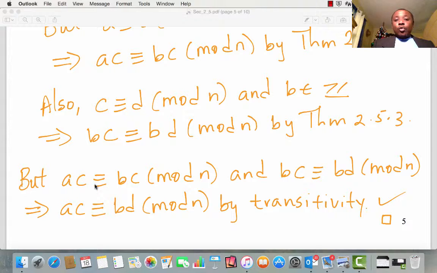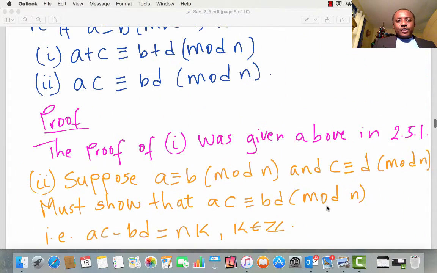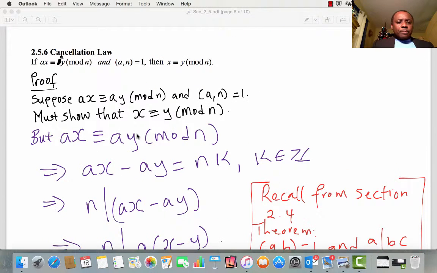But ac congruent to bc mod n and bc congruent to bd mod n, and the relation of congruence mod n being an equivalence relation implies that ac is congruent to bd by transitivity, and that proves the second congruence. Now see if you can do the same thing and give me an alternative proof for the first congruence. Subsection 2.5.6 Cancellation Law.